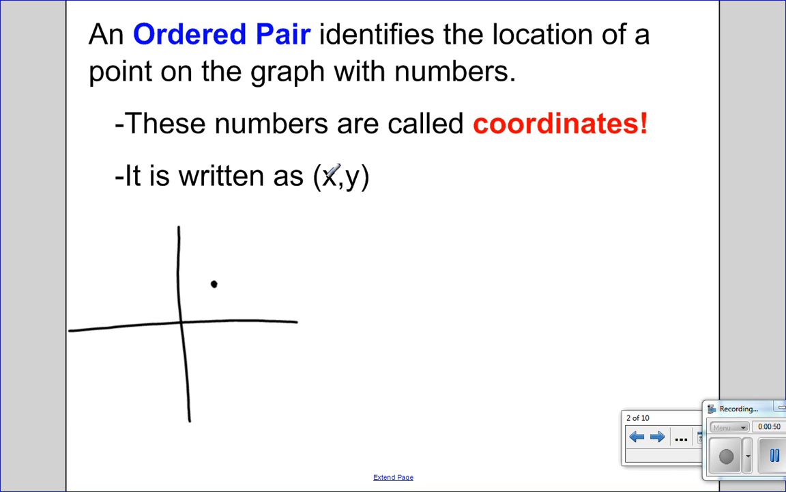And also notice, x comes first, then y. Just like the alphabet, x comes before y.